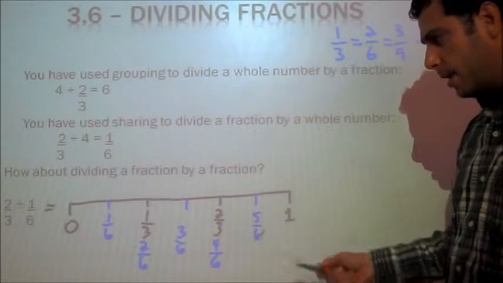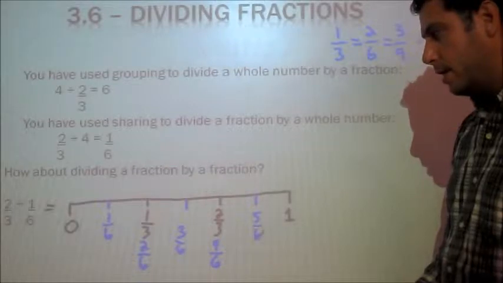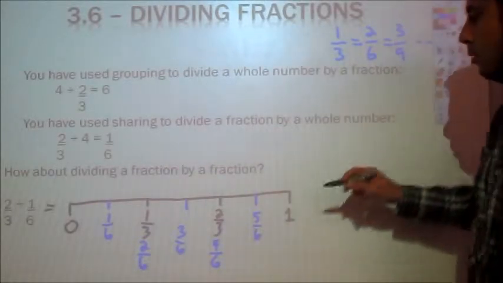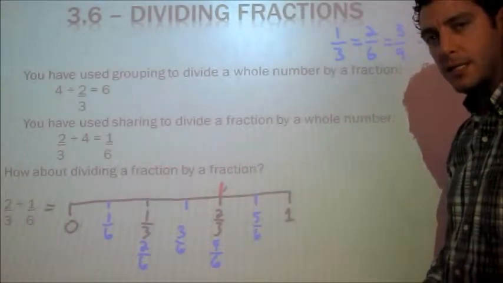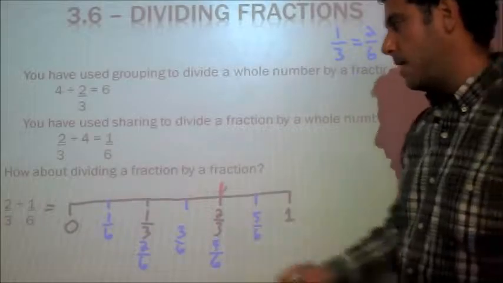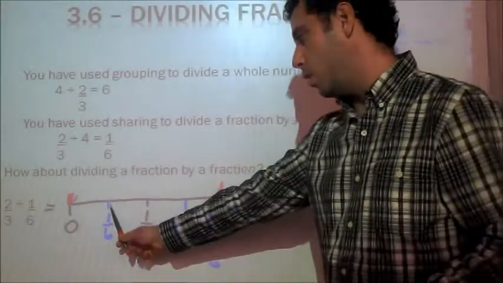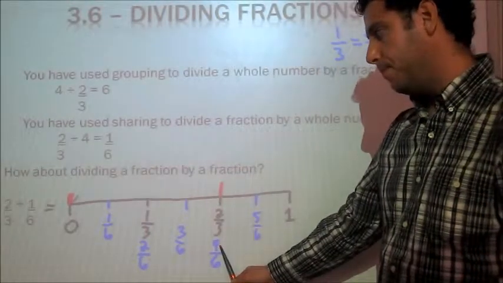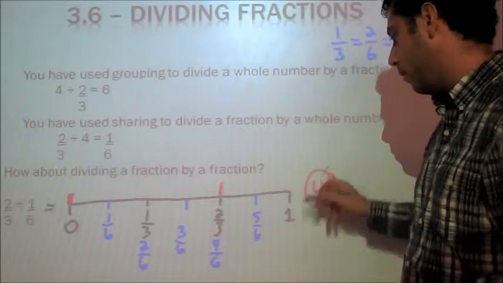So now look at our number line and try to determine how many sixths there are in 2/3. Well, 2/3 is right here. How many sixths do you see in that space, between 0 and 2/3? Well, there's 1, 2, 3, 4 of them. So your answer is going to be 4.